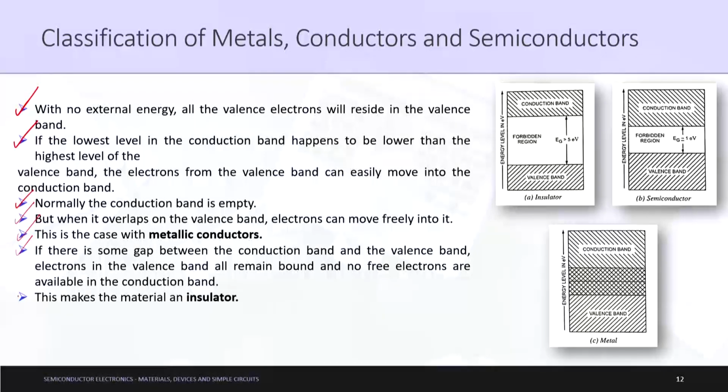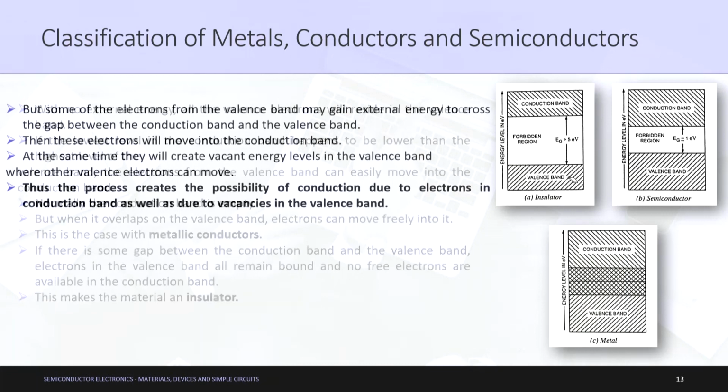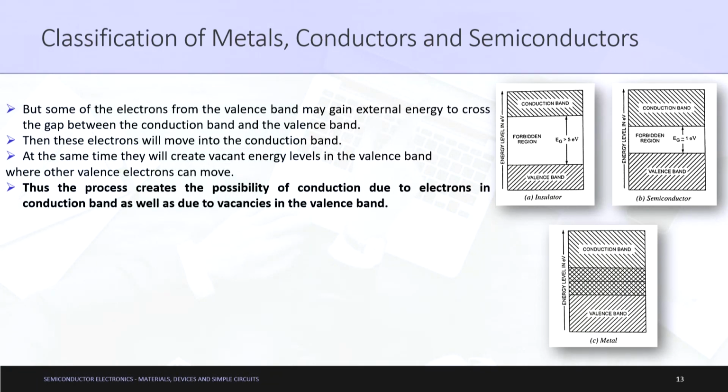This makes the material an insulator. So, normally all the insulators have this forbidden region, or let us say have this energy gap. You can refer to the energy gap also, that this energy gap is greater than 5 electron volts.